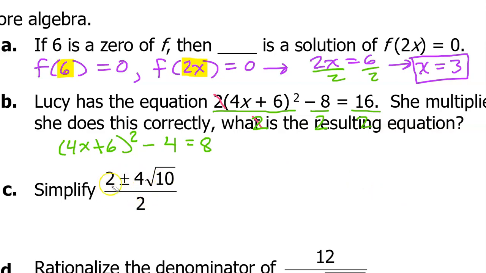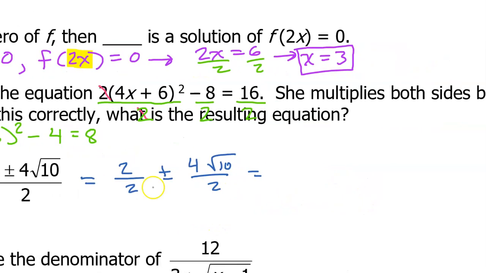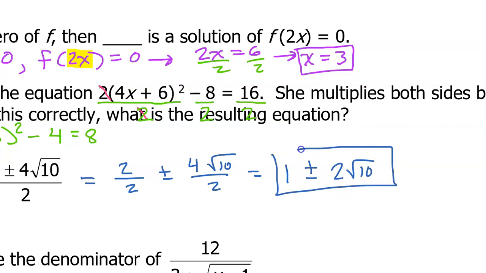Applying that to this fraction, can you see that this will be the same as 2 divided by 2 plus or minus 4 radical 10 over 2. Now we can easily simplify this. 2 divided by 2 is 1, plus or minus, and then 4 divided by 2 is 2. So that's the answer.